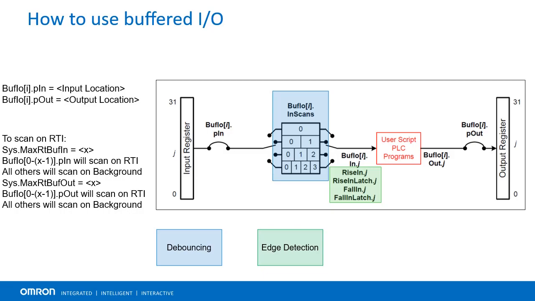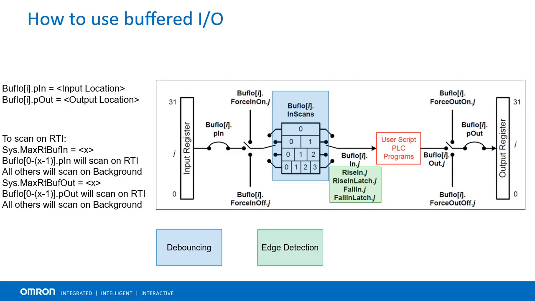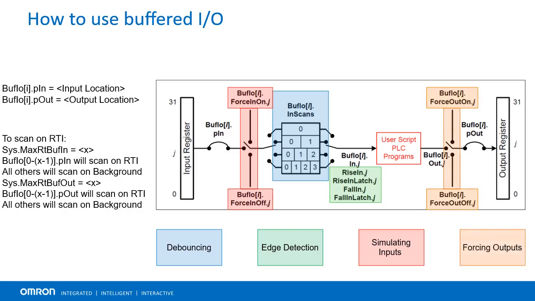For troubleshooting, users can set buffio_indexi.forceIn on and buffio_indexi.forceIn off to overrule a sensor and force a given bit of an input to be true or false. Similarly, they can use buffio_indexi.forceOut on and buffio_indexi.forceOut off to force a given bit of an output to be true or false.